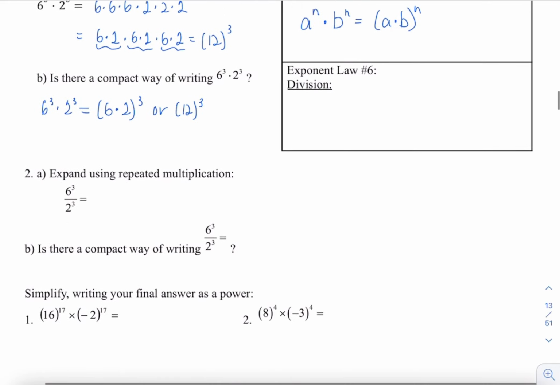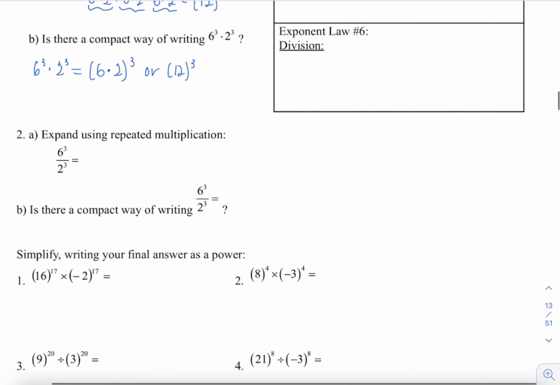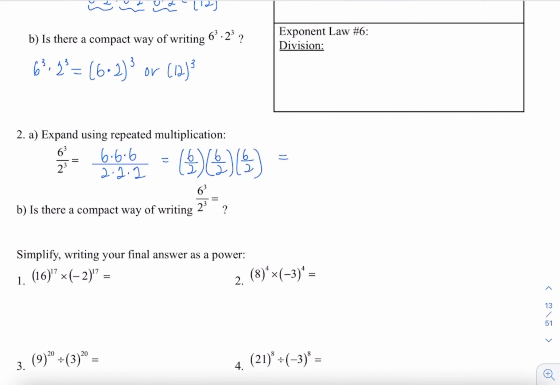A very similar thing happens with division. If I were to expand 6 to the power of 3 using repeated multiplication and 2 to the power of 3, I can see actually that this is 6 over 2 times 6 over 2 times 6 over 2, which is actually 3 to the power of 3. So yes, there's definitely a compact way of writing these two powers that have the same exponent but a different base.